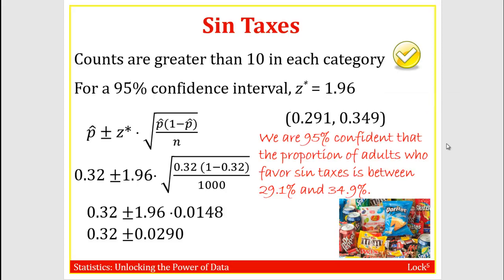We interpret this confidence interval the same way that we've been interpreting all of our confidence intervals so far this semester. We'll say that we are 95% confident that the proportion of adults who favor sin taxes is between 29.1% and 34.9%.